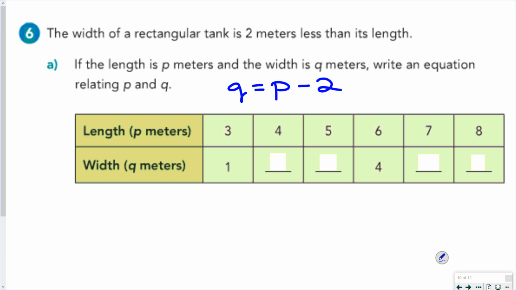And so if we fill in the remaining pieces of our table, if P is 4, 4 minus 2 is 2. If P is 5, 5 minus 2 is 3. 6 is done for us. If P is 7, Q would be 5. And if P is 8, Q is 6. And since it's a linear equation, you should notice a pattern.